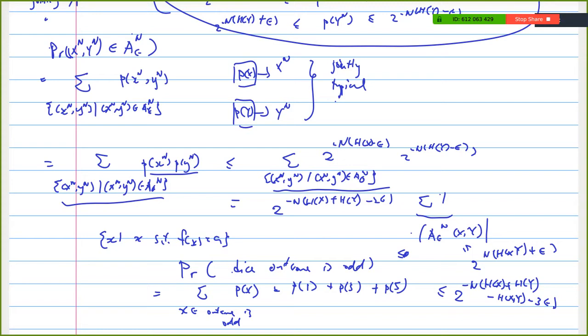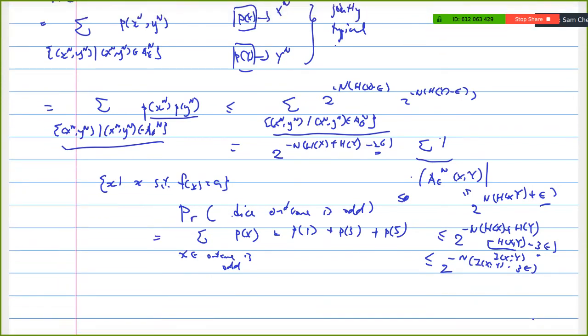But this is just Ixy, right? Hx plus Hy minus Hxy is just Ixy. Where does the 3 come from? This 3, because there are 2 here and 1 more here, so they add up to 3. So this is less than or equal to 2 to the minus n(Ixy minus 3 epsilon). Actually, we can repeat a very similar argument.